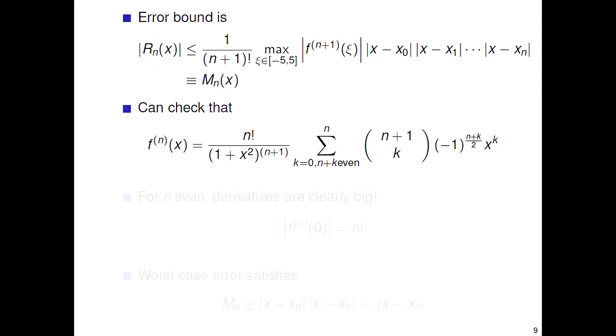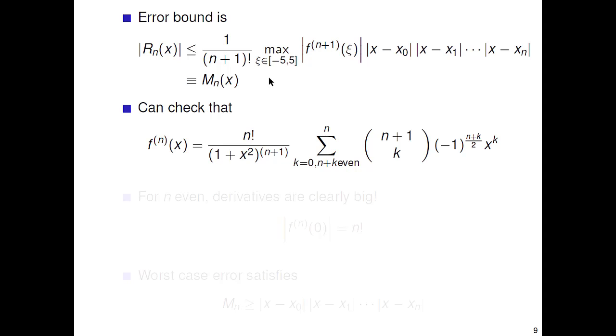We have an error bound. So this was our error bound, our 1 over n plus 1 factorial. We've got an n plus first derivative of our function. I have no idea where to evaluate it, so I'm going to have to just use the worst case scenario on my entire interval. C just lives somewhere in this entire interval, that's all we know. And then the product of x minus all my different data points. Okay, and I take the absolute value. I'm trying to get a bound on the absolute value of my error.